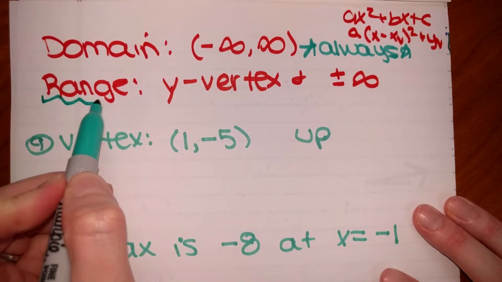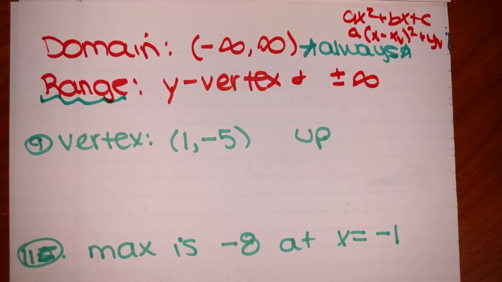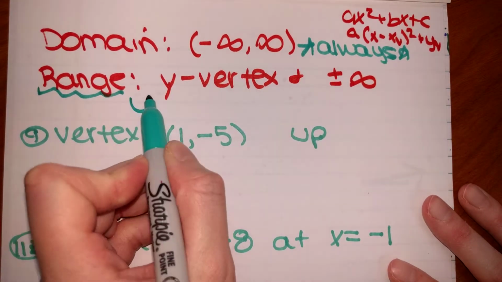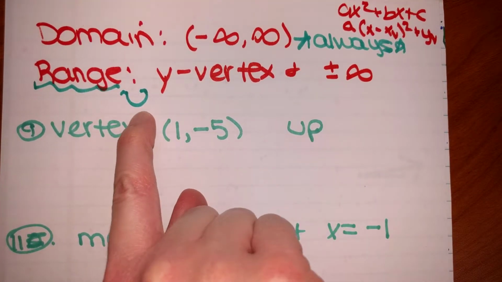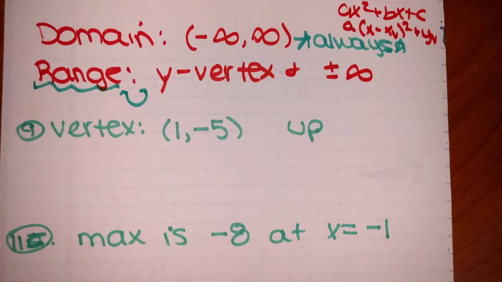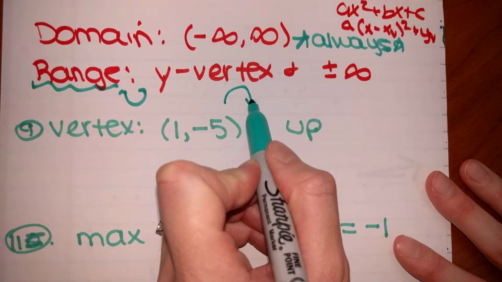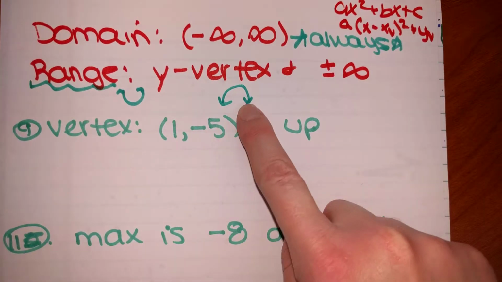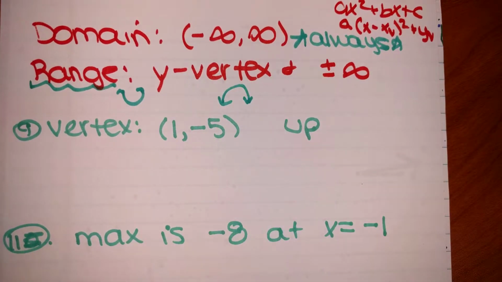Now, the range you could have some variation on, but it will always involve the y vertex as either the smallest or largest point, and then one of the infinities. So if the parabola opens up, then the y vertex is obviously the smallest point, and your range will go from the y vertex to infinity. And if your parabola opens down, then in that case, the lowest point is negative infinity up to the y vertex.